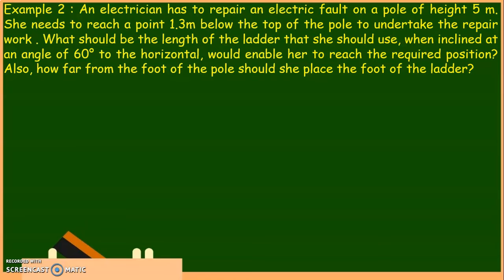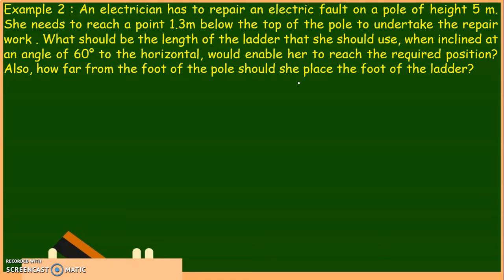An electrician has to repair the electric fault on the pole of height 5 meter. She needs to reach the point of 1.3 meter below the top of the pole to undertake the repair work. What should be the length of the ladder that she should use when inclined at the angle of 60 degree to the horizontal? And how far from the foot of the pole should she place the foot of the ladder?